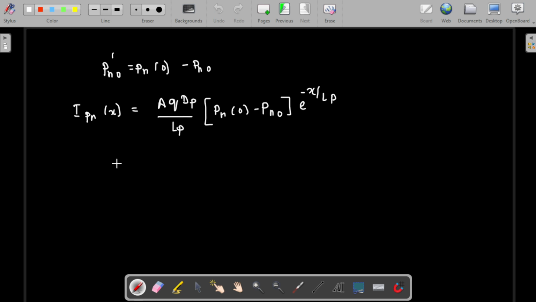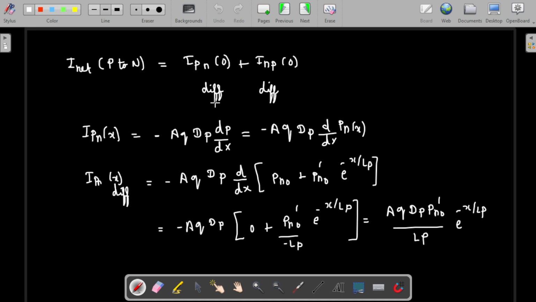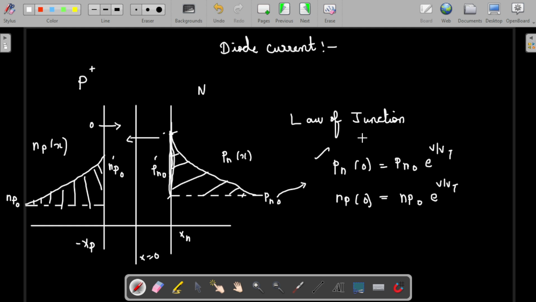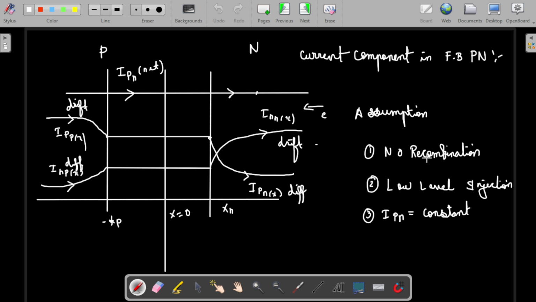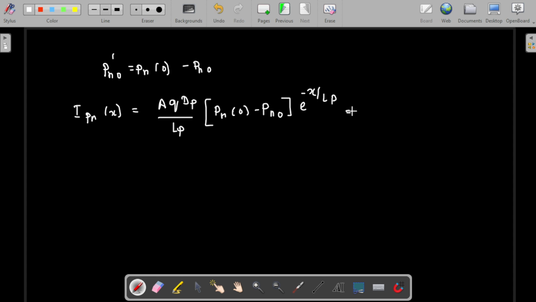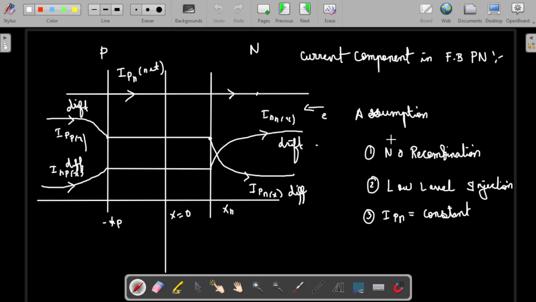Here let's make another approximation: we can substitute the law of the junction formula here. From the law of the junction, we substitute Pn of 0 equal to Pn naught e power V by Vt. This is one kind of approximation that we took. So AQ Dp divided by Lp, if we substitute that here, will be Pn naught e power V by Vt minus Pn naught, e power minus x by Lp. I hope you are able to understand this, right?